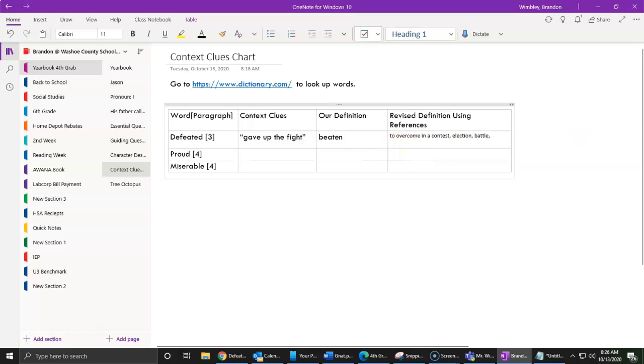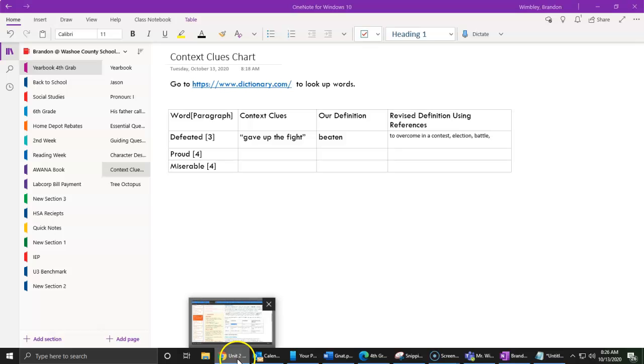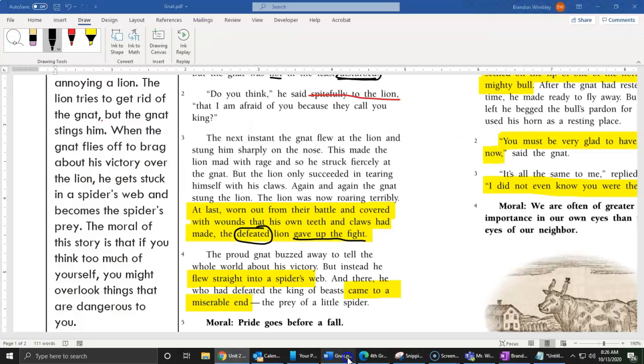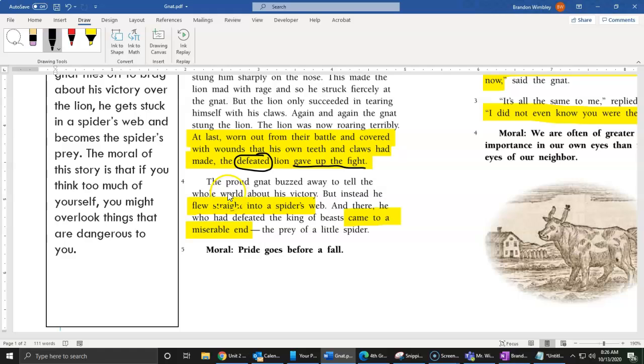So I'm going to keep going on, and I'm going to use this same idea to figure out what my next word, proud, means. So going back, let's head to our text and tell me it's paragraph 4. So in paragraph 4, let's see if we can find proud. Oh, it's right at the beginning. The proud gnat buzzed away to tell the whole world about his victory. But instead, he flew straight into a spider's web. And there, he who had defeated the king of beasts came to a miserable end, the prey of a spider.